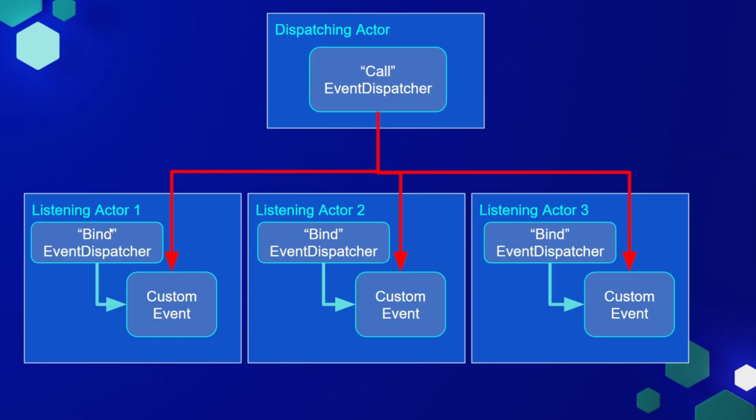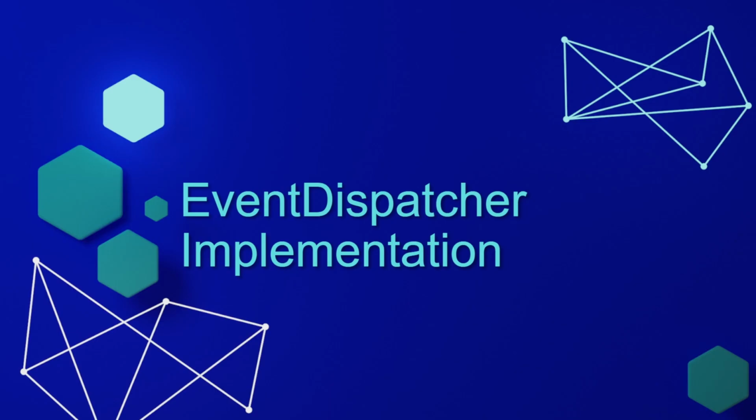We have listening actors that bind an event dispatcher to their own custom event. And we can see each listening actor can have its own implementation based upon this event dispatcher. Then when our dispatching actor calls the event, each of the independent events will then be triggered. Let's create some implementation in our game so we can see how this all works.